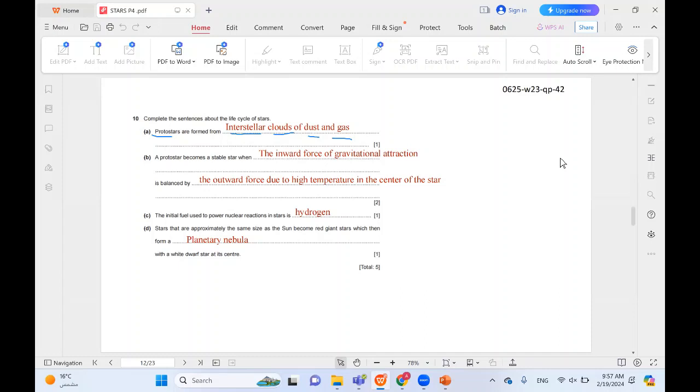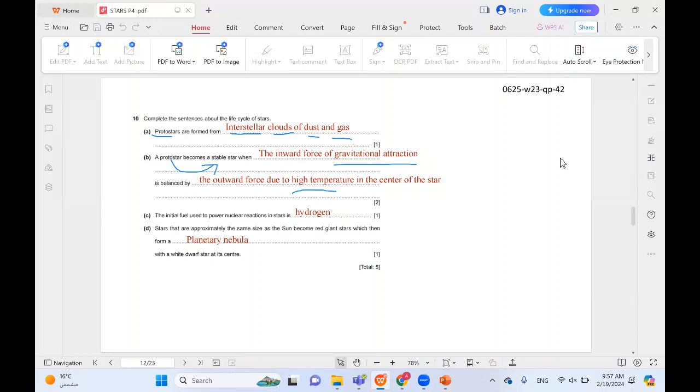And then what happens? The protostar experiences two forces: a force in the inward direction, which is gravitational attraction. But inside the star itself, there is very high temperature, so this creates an outward force, pushing it away. When these two forces balance, the protostar becomes what we call a stable star. So we begin with clouds of dust and gas, which form protostars, and then the protostars become stable stars when we have balanced forces: the inward force of gravity versus the outward force due to high temperature.